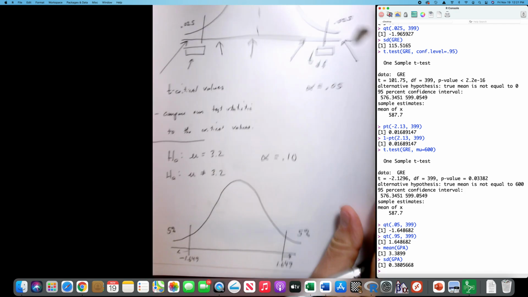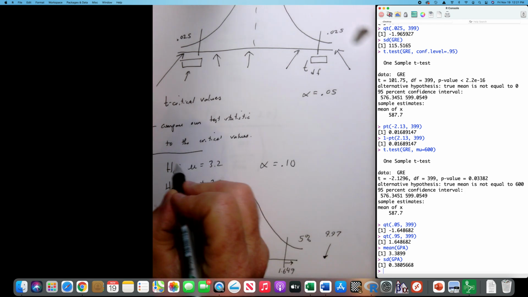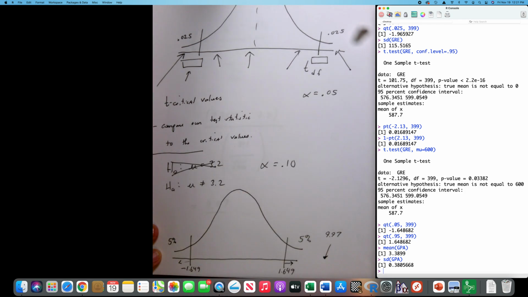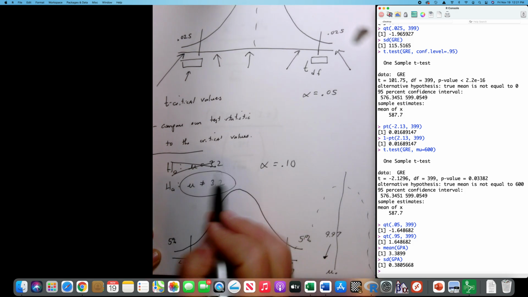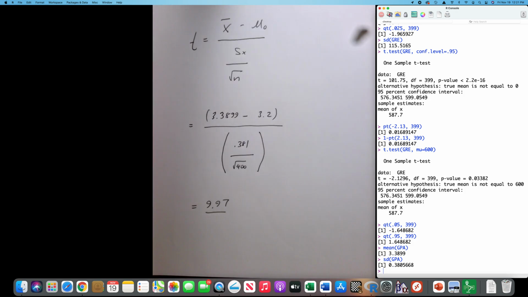So coming back to the critical value approach, 9.97 is way out here. So we don't find that statement believable. I find it more believable that there's another distribution from which we're drawing with a different mean than 3.2. That's the logic behind using the critical value approach and making a decision about a claim about the mean in this case. All right, so how do we do that?